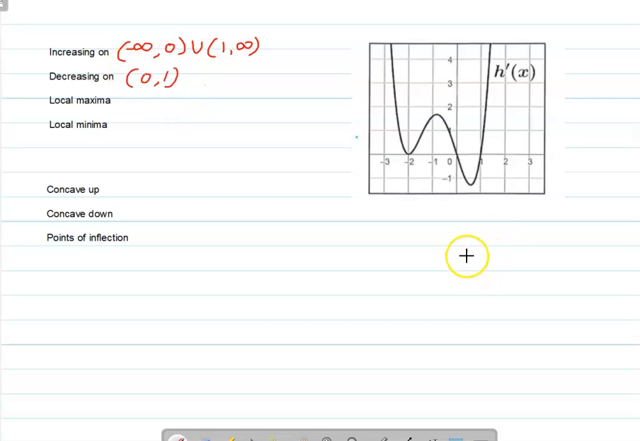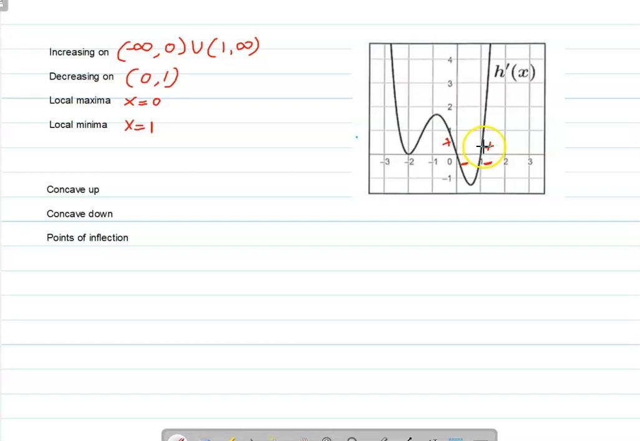Then local maxima. A function has local maxima when its derivative changes from positive to negative. Here the derivative is positive because it's above the x-axis. Here the derivative is negative because it's below the x-axis, and the derivative changes from positive to negative at 0. So it would have local maxima at 0, and the derivative is changing from negative to positive at 1. That means it would have a local minima at x equals 1.